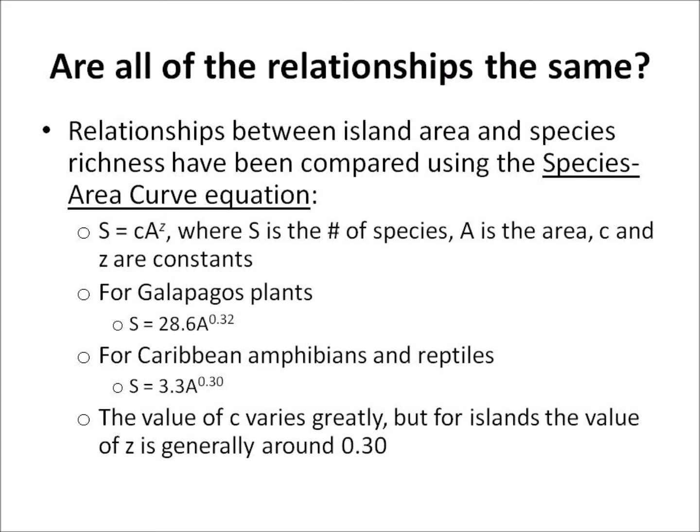And here I've calculated species area equations for both the Galapagos plants and Caribbean reptiles example. If you look at both of these equations, you'll note that Z is more or less the same for both examples, but C can be quite different. The value for Z on islands is usually going to fall somewhere around 0.3, but the value of C can vary greatly.